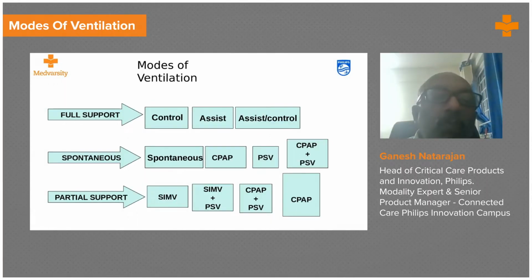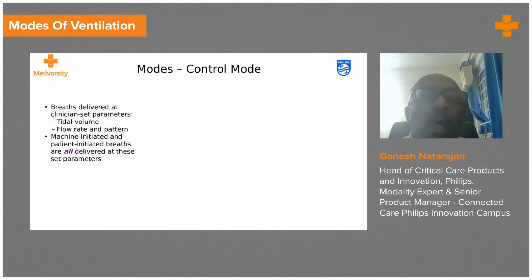Now let's go into the three main modes. The full support modes, where the machine controls all the ways that the breath is being given to a patient, are the control mode or the assist control mode. The partial support modes can be SIMV with pressure support, CPAP with pressure support, or plain CPAP. The spontaneous ones could be spontaneous mode, CPAP mode, PSV mode, CPAP with a PSV mode. Let's now try and understand each of these modes, either volume or pressure, but the modes now.